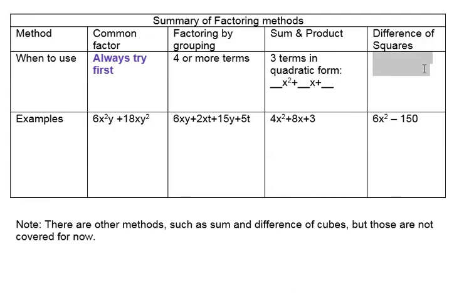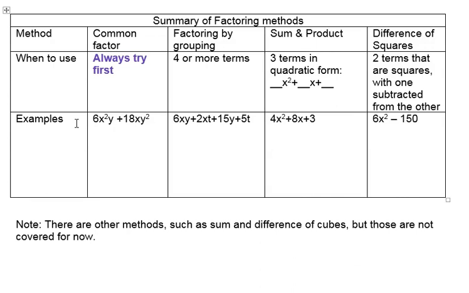And the last one is if you only have 2 terms, you're often looking at difference of squares. But again, it has to follow a certain pattern. You need 2 perfect squares, one subtracted from the other. Now, I would note that there are some other methods such as sum and difference of cubes, but we're not covering those at this point. So when we're looking at these, we've got some examples.